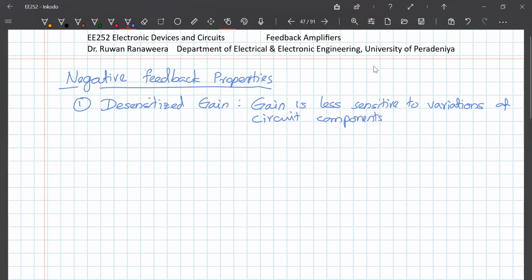For example, beta value. If beta varies, let's call this not beta, let's call this HFE. If HFE changes, the gain does not change much by applying negative feedback. If it is not there, if HFE changes, the gain will change. The second one is reduced nonlinear distortion.